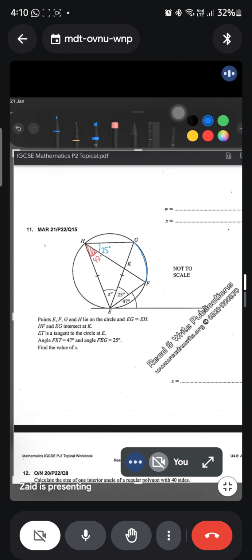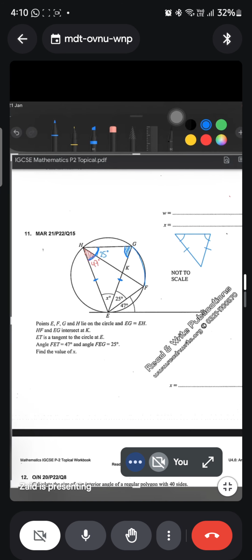And they have given us that these two sides are equal. That means the angle opposite to it and the angle opposite to the other side are equal. If this is a triangle and these two sides are equal, then these two angles are also equal. So what is this angle going to be? 72. 47 plus 25 is 72. Good. Now we are done.